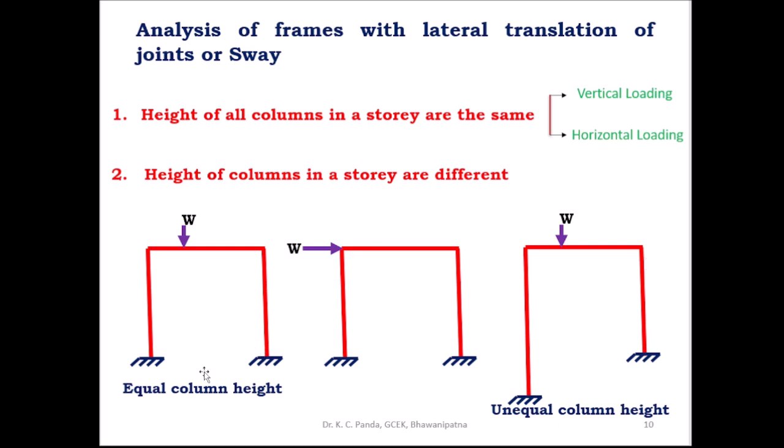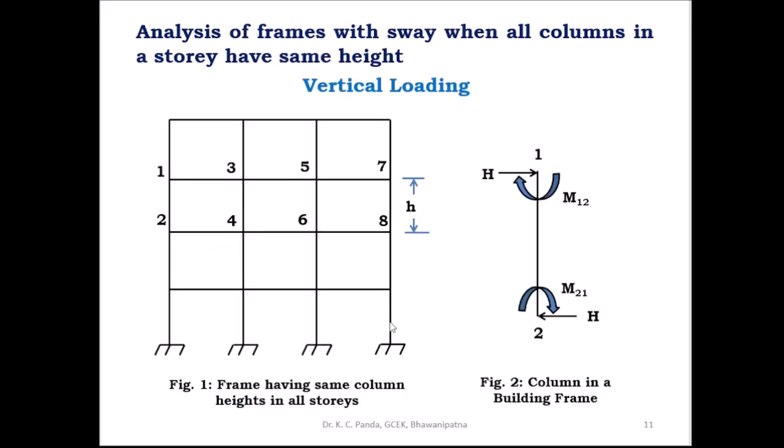In this section, first we will discuss, when the vertical load is acting on the frame and when the horizontal load is acting on the frame, how to analyze the frame with lateral translation of joints. So analysis of frames with sway when all columns in a story have same height. So here all columns in the story have the same height, and when the vertical load is acting.